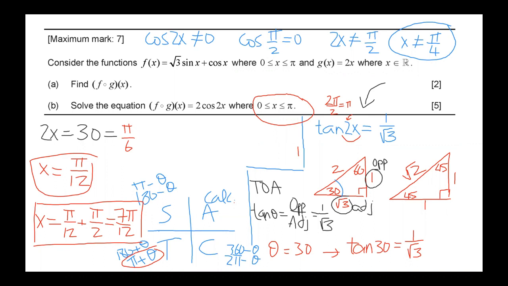But since the domain is from 0 to pi, with common sense, if you add pi to any value, you'll obviously get outside of the domain. So if you try adding pi to either one of these two solutions, you're going to exceed the domain. Of course, if you subtract pi as well, you're going to get a negative value, and that's also outside of the given domain.